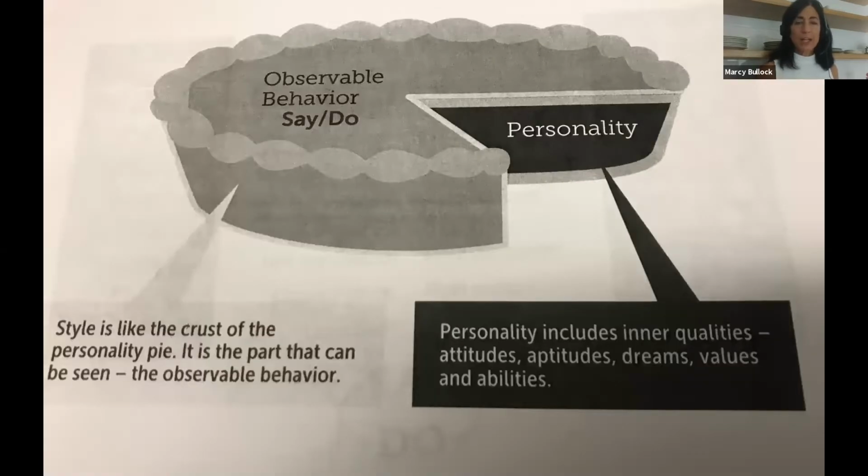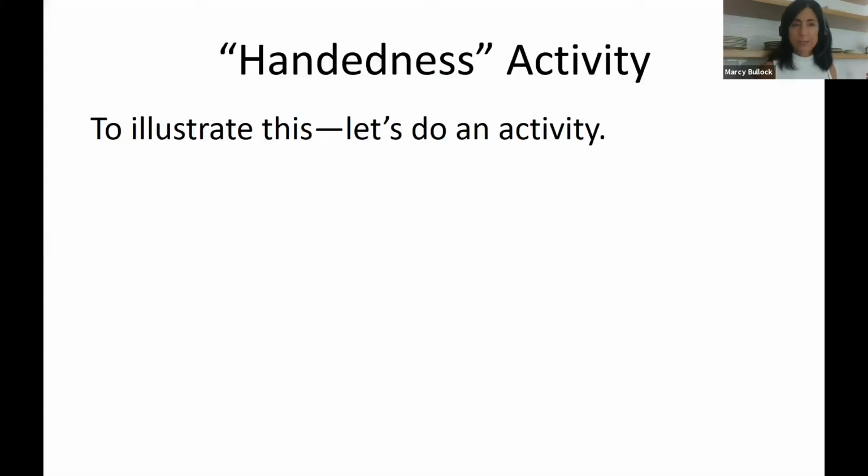So let's look at it in the pie analogy. Style is the crust of the personality pie. It's the part that can be seen and observed. Personality is maybe the apples in the middle, the inner qualities, the aptitudes, attitudes, dreams, values, and abilities.